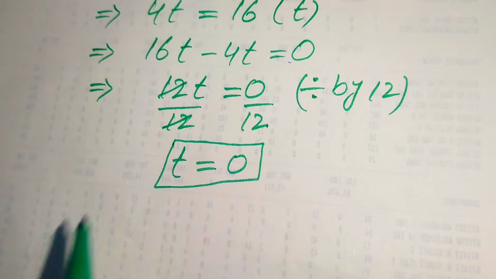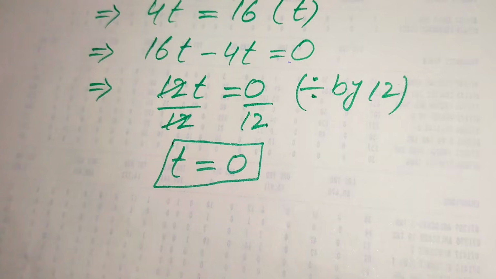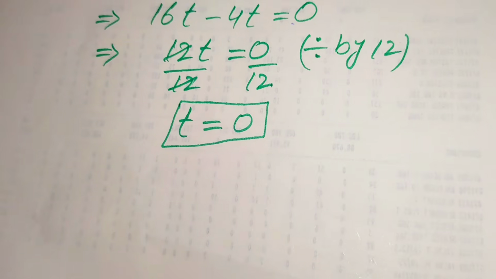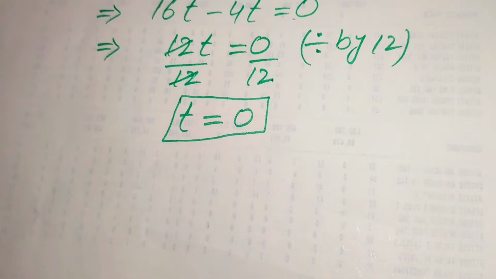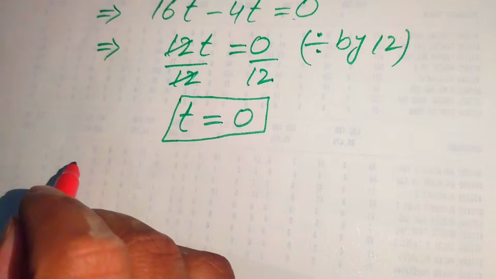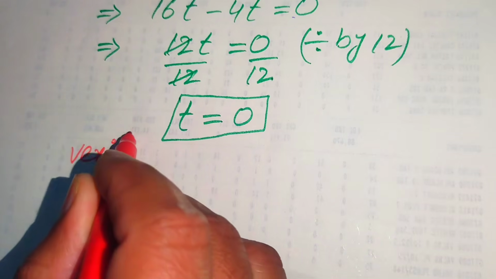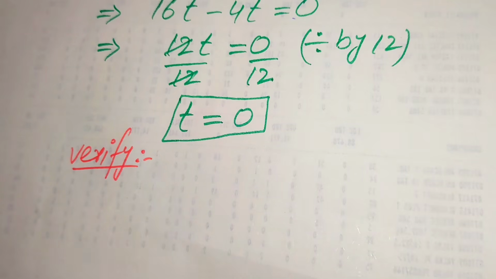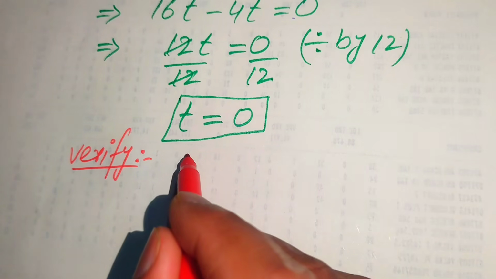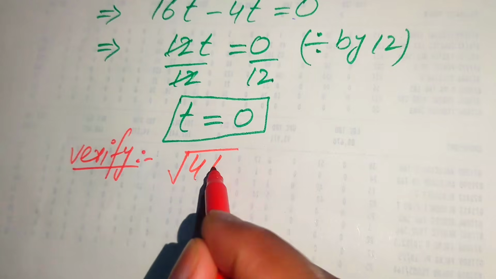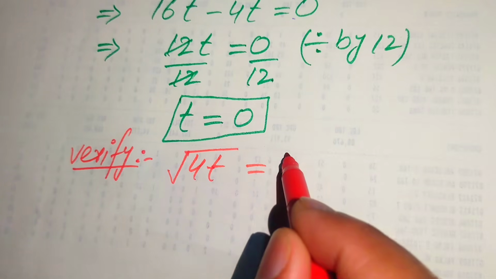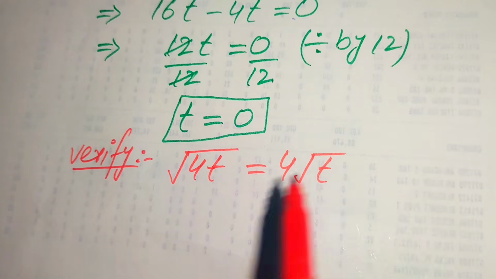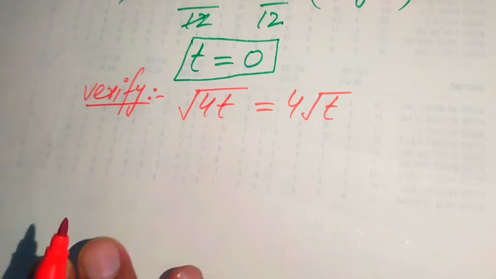So this is the value of t which we get here in the first method. Now in the next step, we need to verify whether this value of t is a solution or an extraneous root. For verification, we copy down the given question statement: the square root of 4t is equal to 4 times the square root of t.